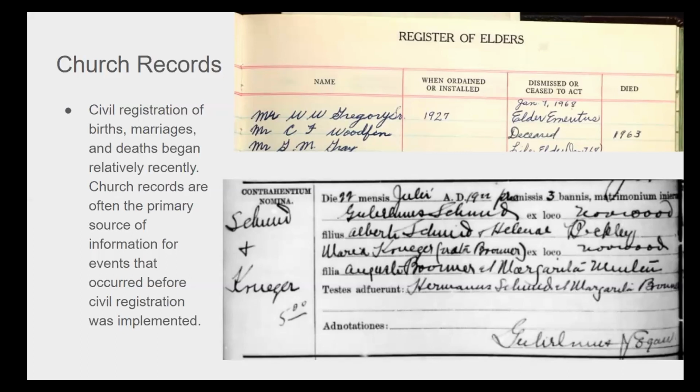And below that is a Catholic marriage record. This is a marriage between William Schmid and Mary Kruger, whose death certificate we saw on the last slide. Because it's a Catholic marriage, it's written in Latin. There are some good tools available, so you don't have to necessarily study Latin to be able to extract some meaningful information from the record.